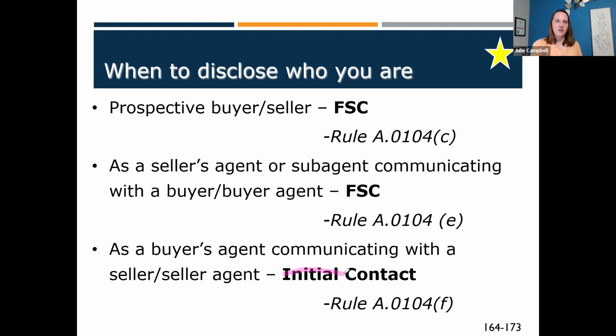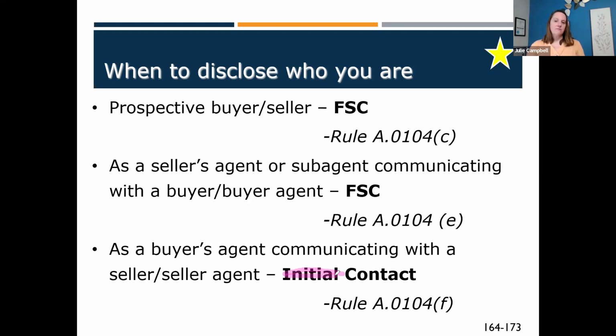Are you showing it as a buyer's agent? Are you showing it as a seller sub-agent? Are you showing it as a dual agent? So you check a box. The seller and the listing agent get an email. Julie Campbell, buyer's agent, wants to show your property tomorrow at 2 o'clock. When did they learn about the fact that I'm a buyer's agent? At initial contact.